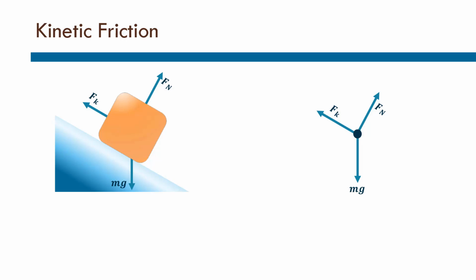But now what's important is how to choose our coordinate system. Since this object is sliding downwards, acceleration is downwards, we should choose x to be pointing down the slope, and thus y will be perpendicular to the slope. So this is our coordinate system. Let's draw our coordinate system here.